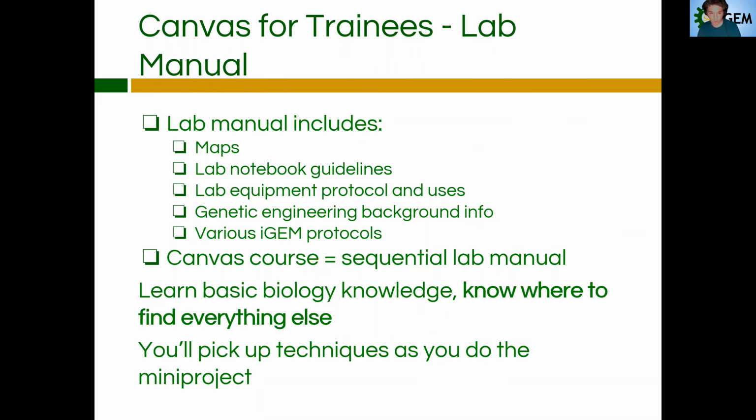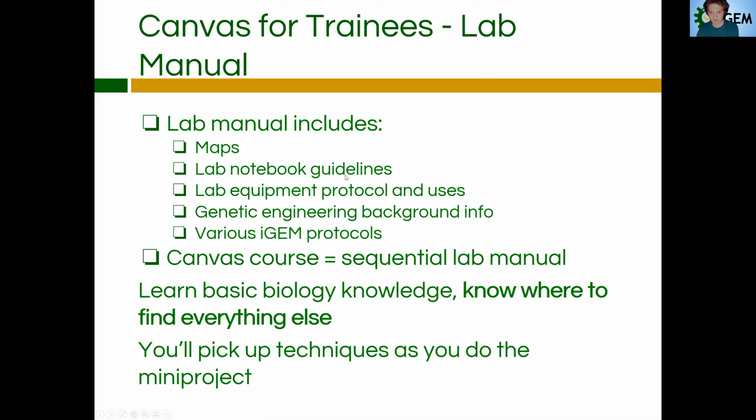Okay, so this is really important. It's the lab manual. It's the main source of information that we have within the lab committee. The lab manual includes a variety of different things. These things include maps and lab notebook guidelines. Maps include where stuff is in lab, what the exits are, stuff like that.